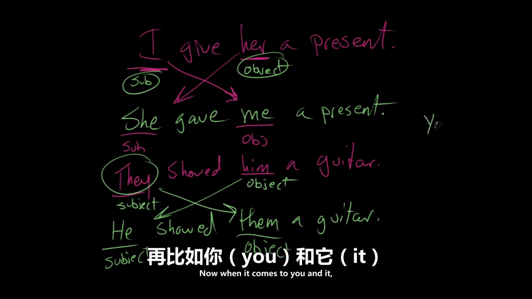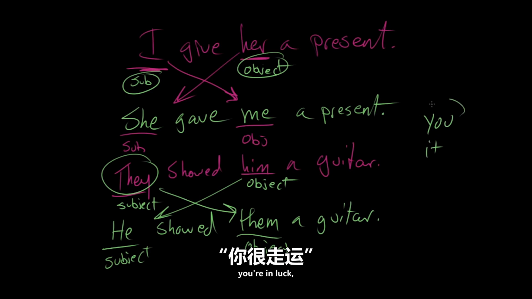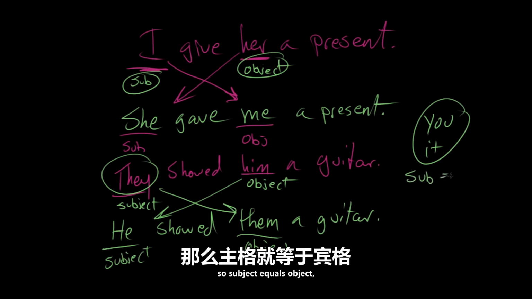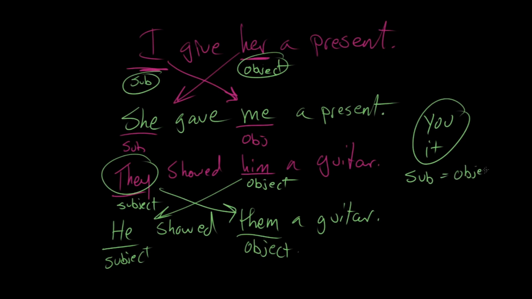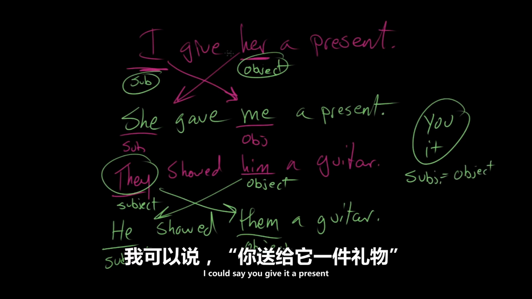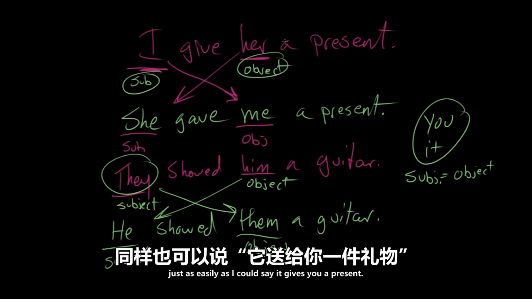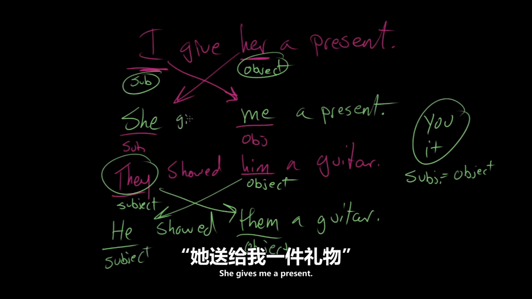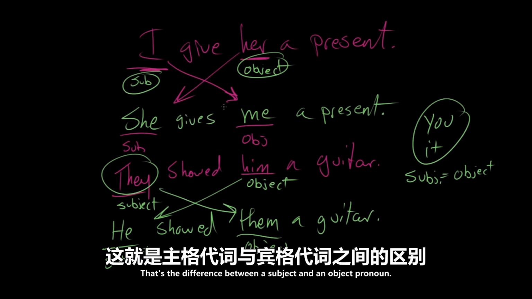Now when it comes to you and it, you're in luck, because the subject and object forms of these are the same. So subject equals object with you and it. So I could say you give it a present just as easily as I could say it gives you a present. Oh, I didn't realize I changed this to the past tense. She gives me a present. There we go. That's better. And that's the difference between a subject and an object pronoun.